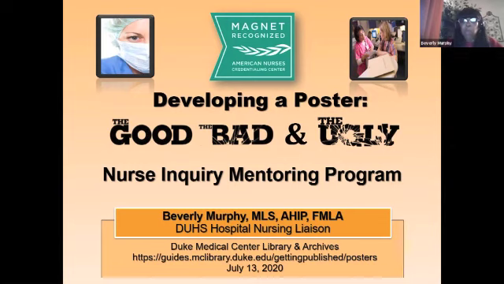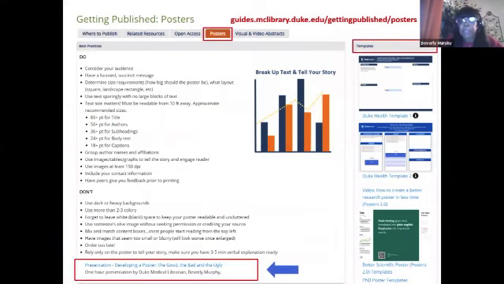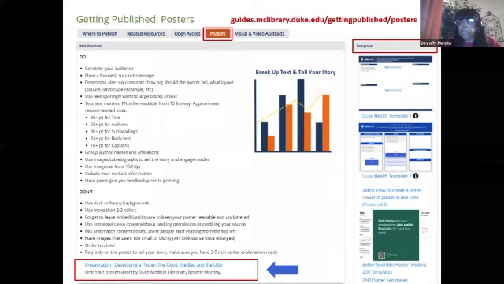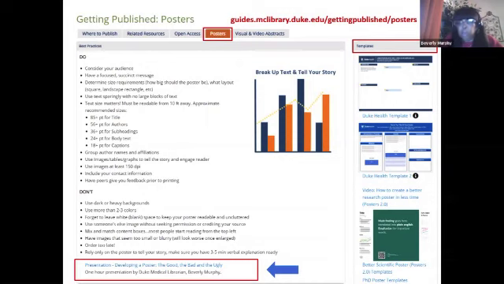The first screen I wanted to bring up is this screen. And this is a screen that shows you where you can find information on posters on our website. If you look at the top, you'll see guides.mclibrary.duke.edu getting published slash posters. If you go to that URL, that is a spot on our website where we talk about how to get published, period. But there is one tab that is about posters specifically, and that's what we're talking about today.